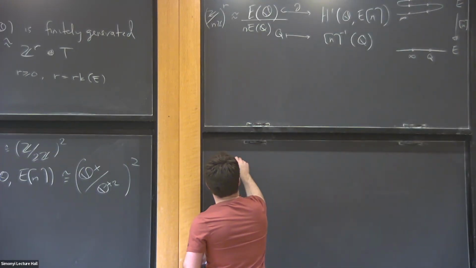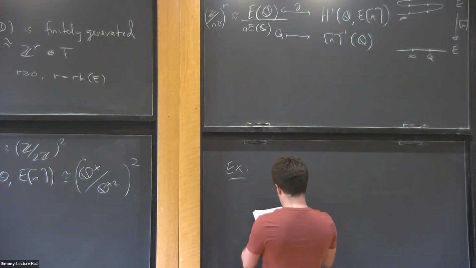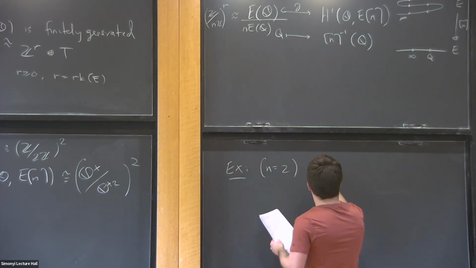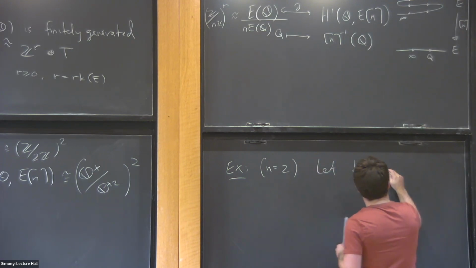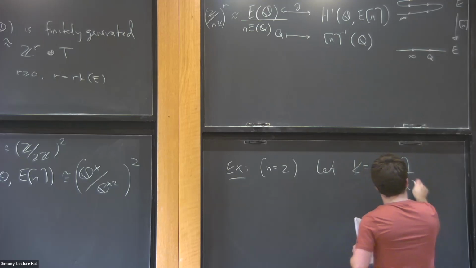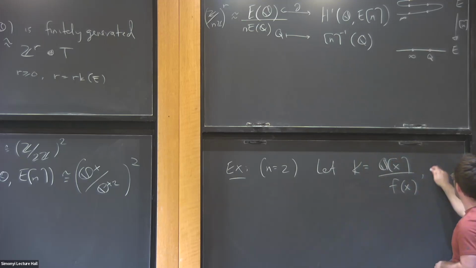So for example, let's just do n equals 2. What does this actually look like? It's very simple. Let K be the cubic algebra, which is just Q[X] mod f(X), and let theta be the image of X in here.